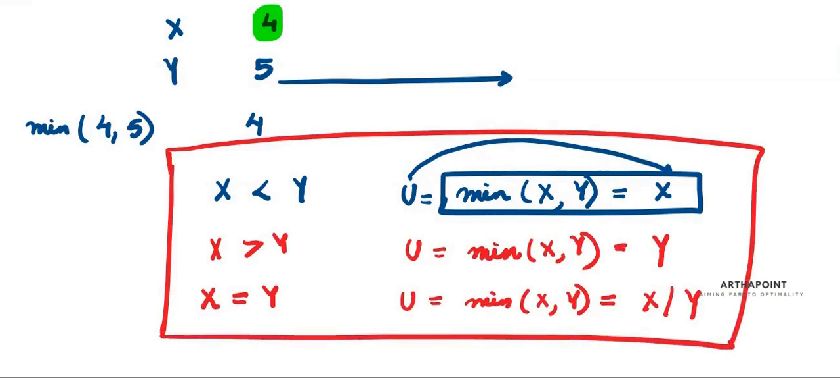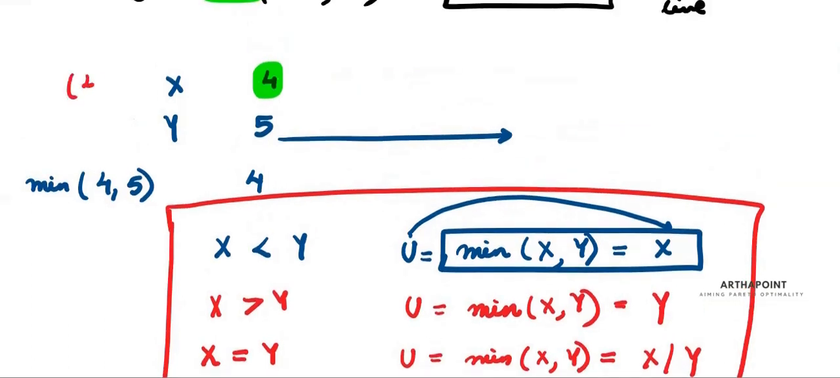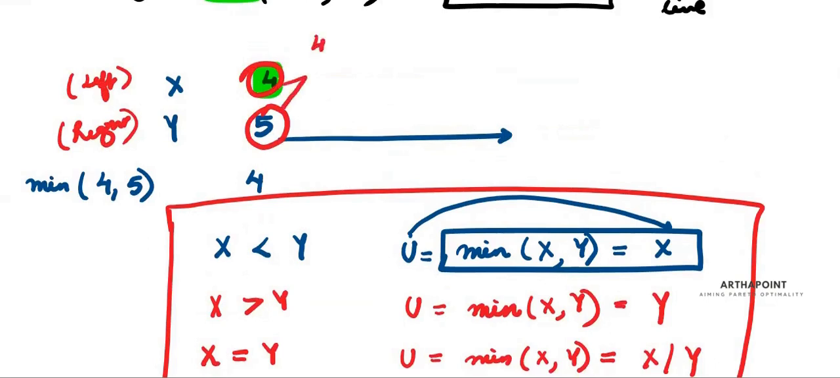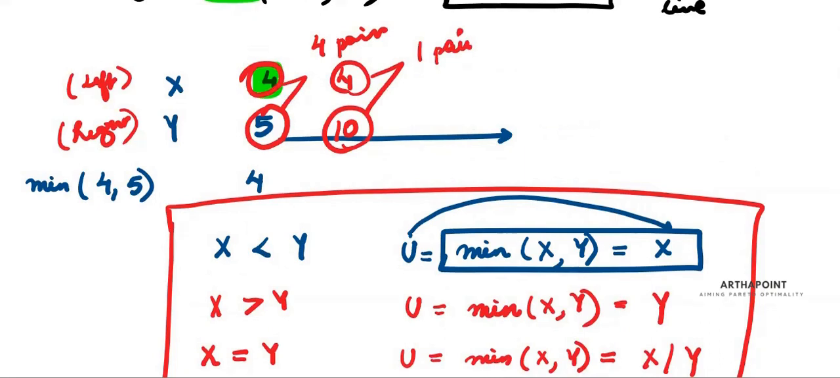Now, what does this mean? This means, in very simple terms, if I take left shoe and right shoe, with x as the left shoe and y as the right shoe, I can have 5 right shoes and 4 left shoes, but that will only give me 4 pairs of shoes. 1 right shoe would be additional. I can have 4 left shoes and 10 right shoes. Still, I will only be able to make 4 pairs. So, irrespective of how many y's I have, as long as x is less than y, that's the number of pairs of shoes I will get. Just an example of complementary goods.